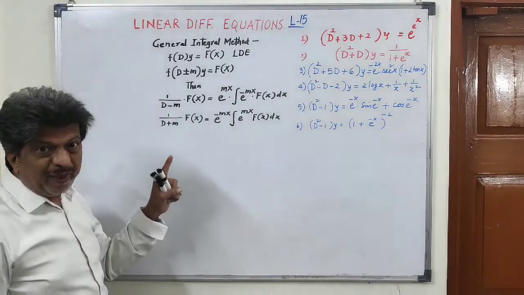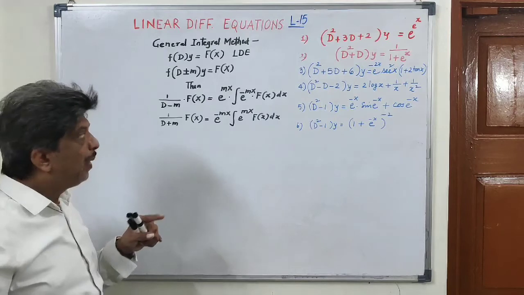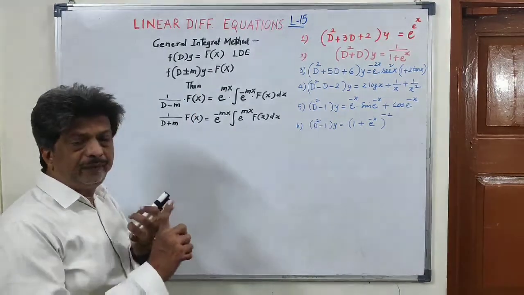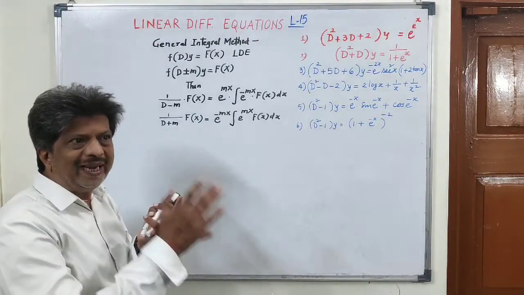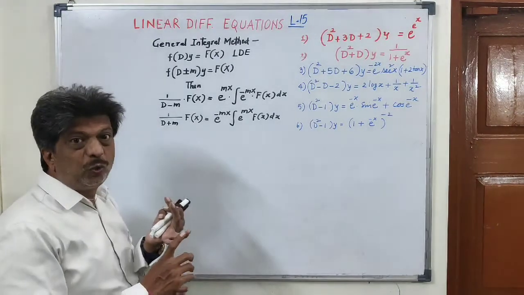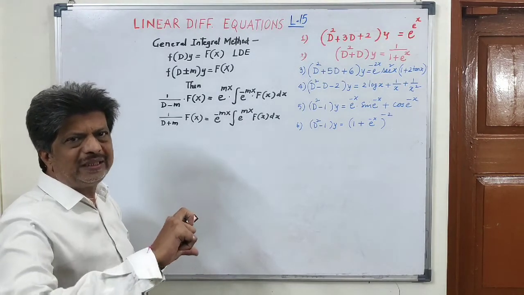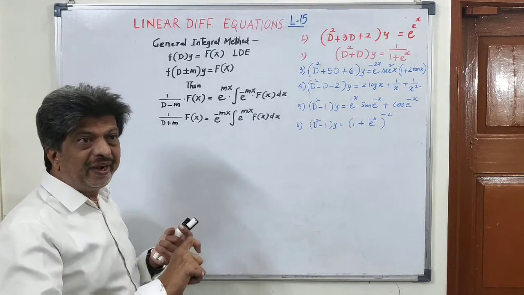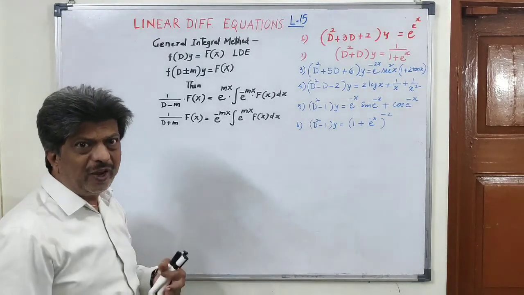Now when do we use this method? For the shortcut methods, we have the right hand side function as an exponential function, number 1. We have the hyperbolic function, number 2. We have a trigonometric function sin ax, cos ax. Then we have e raised to power ax into V. Then we have x to the power m cos ax, x to the power m sin ax. Then we have also considered x into V. So these varieties of functions we have seen.